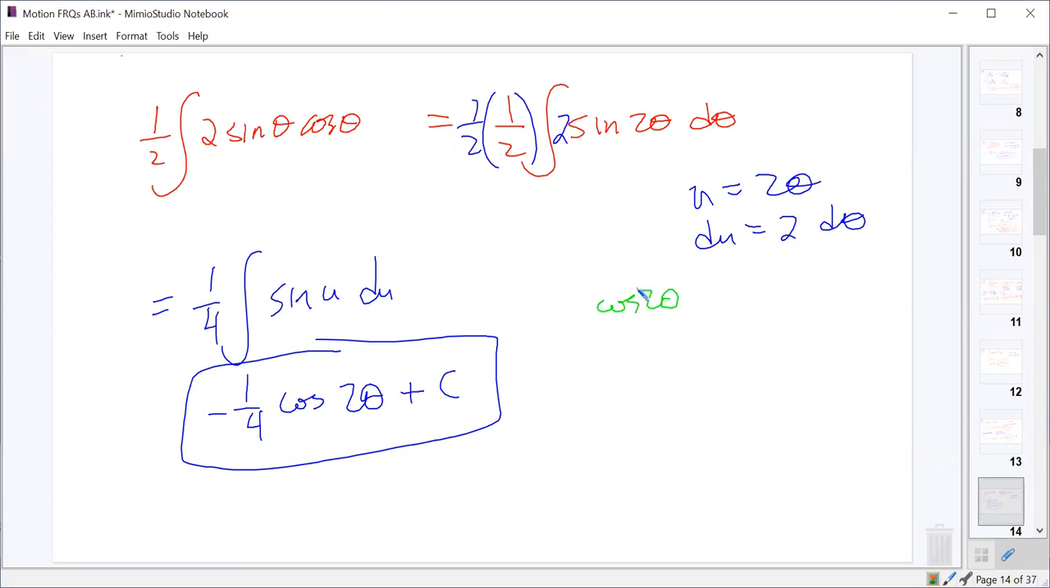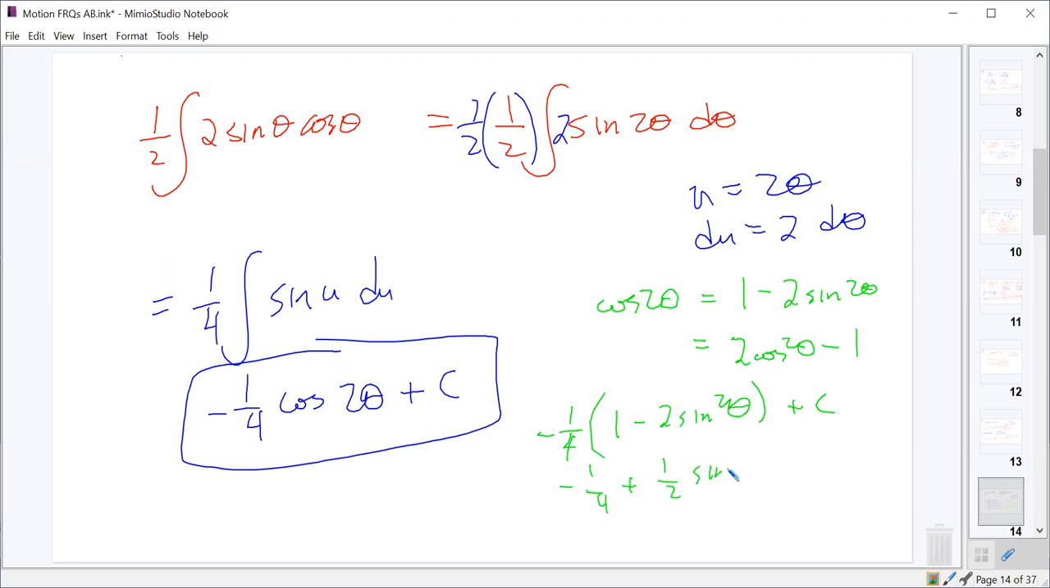One is cosine squared minus sine squared. I'm not going to use that one. But cosine 2 theta is equal to 1 minus 2 sine squared theta. It's also equal to 2 cosine squared theta minus 1. Double angle identities for cosine. We're not going to worry about the other one. So I could have said, really, I had negative 1/4 of 1 minus 2 sine squared theta plus our constant, right, which would have been negative 1/4 plus 1/2 sine squared theta plus a constant.